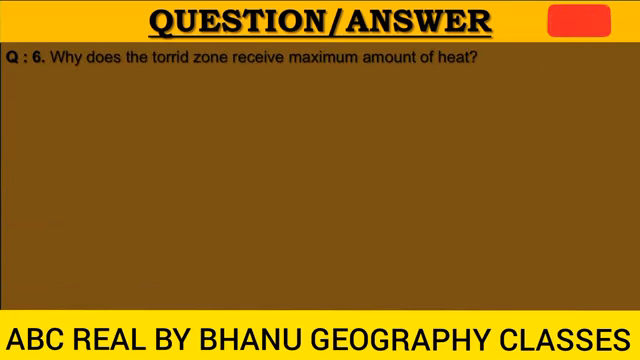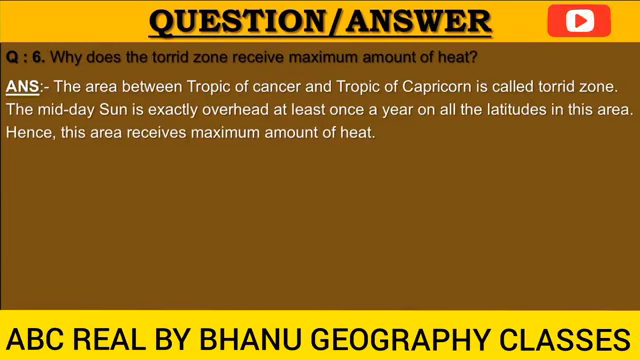Question number 6. Why does the torrid zone receive the maximum amount of heat? Answer of this question is, the area between Tropic of Cancer and Tropic of Capricorn is called torrid zone. The midday sun is exactly overhead at least once a year on all the latitudes in this area. Hence, this area receives maximum amount of heat.